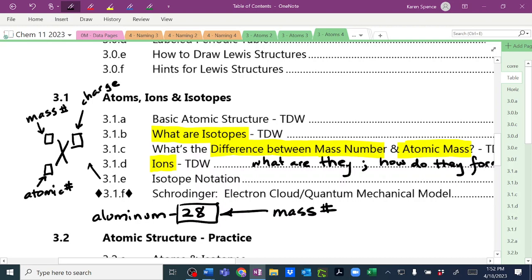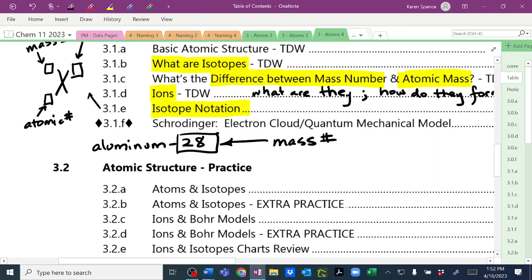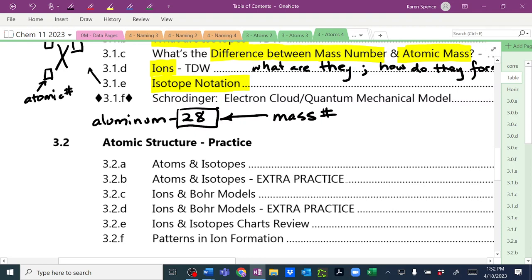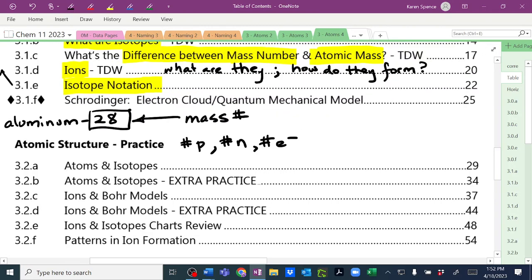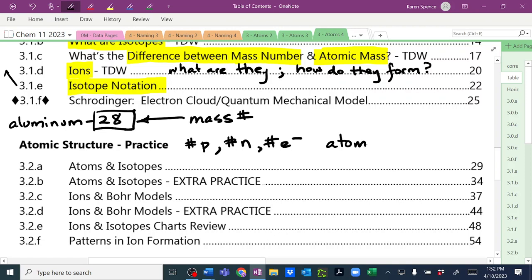Section 3.2, and you do not need to know anything about Schrödinger, okay? It's kind of there. In this section, this is all about calculating the number of protons, the number of neutrons, the number of electrons, the atomic number, the mass number, the charge. Okay, that's what this section is all about.